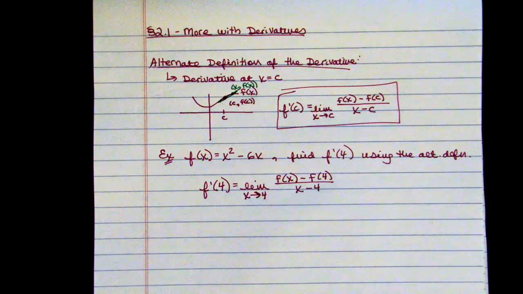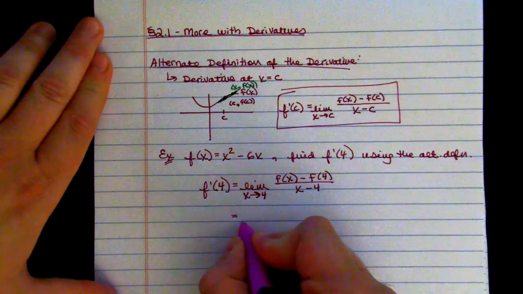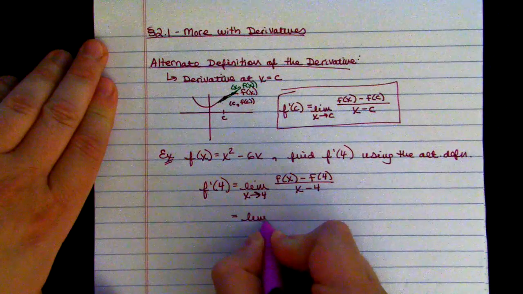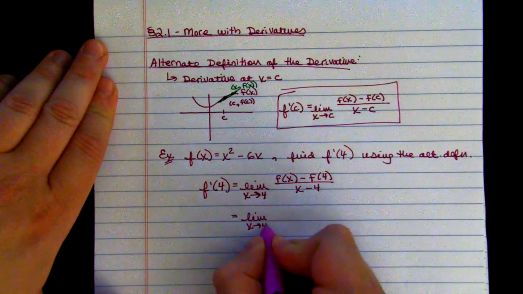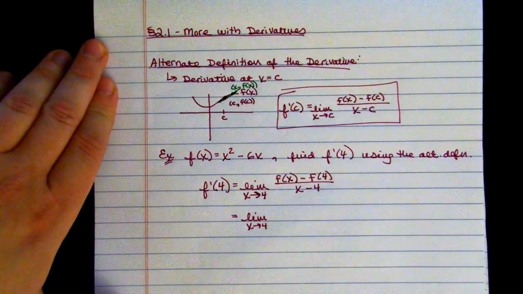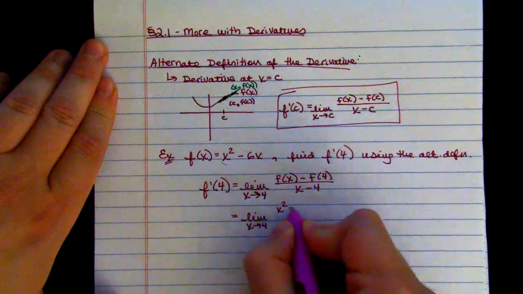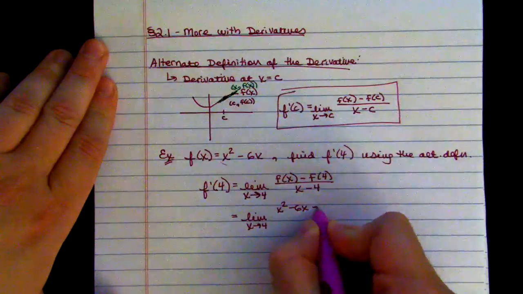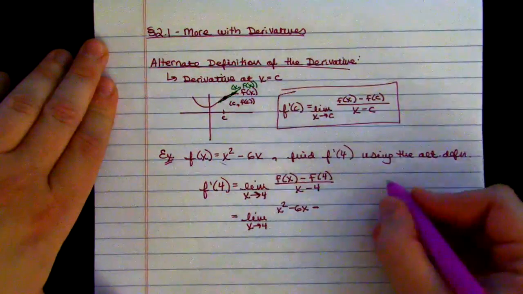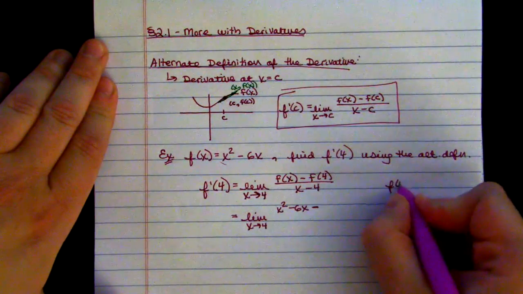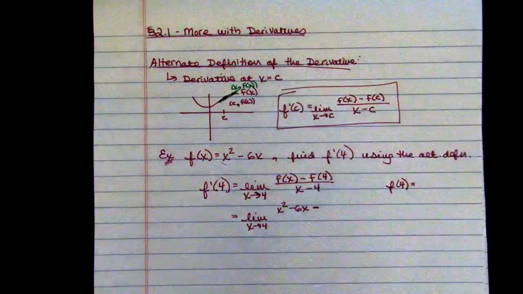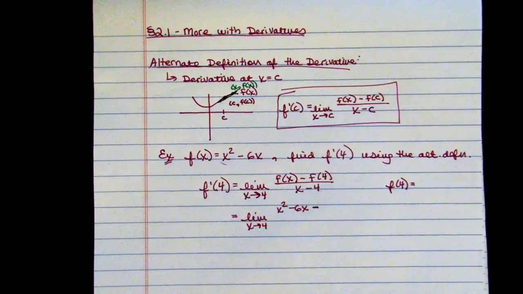Okay, well, now I need to go find f of x and f of 4. Limit as x approaches 4. Well, f of x, that's really easy. F of x is just this formula. It's just x squared minus 6x. F of 4, you know what, how about I do a little bit of work on the side over here? F of 4 is going to equal, actually, you go do that. What's f of 4?